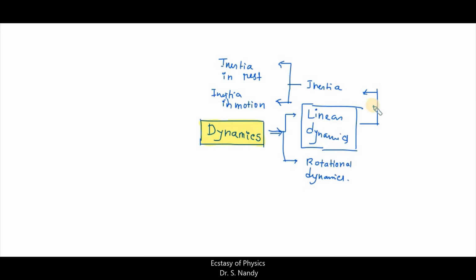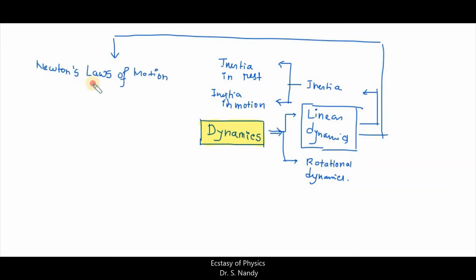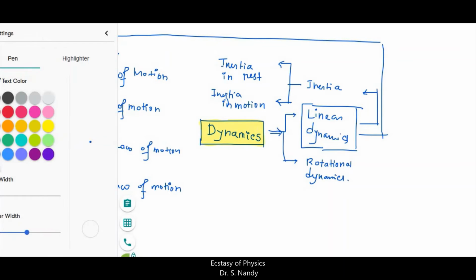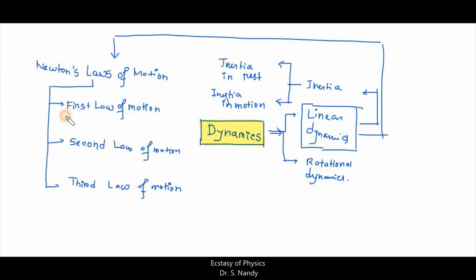After that, under this linear dynamics part, we have defined Newton's laws of motion. There are three laws: the first law of motion, the second law of motion, and the third law of motion. The first law of motion is also known as the law of inertia.